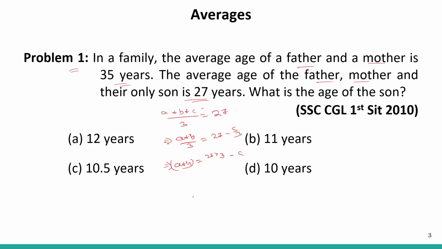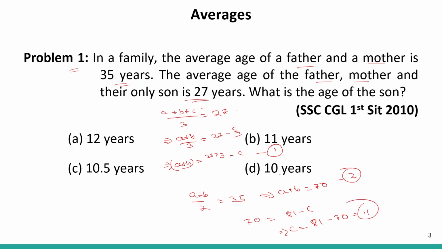And we are given that A plus B by 2 is equal to 35. So this implies that A plus B is equal to 70. So we can equate equation 1 and 2. Comparing these two, 70 is equal to 81 minus C. So C is equal to 81 minus 70, that will be equal to 11. So 11 will be the correct answer. These are all wrong answers: 10.5, 12 and 10. So the only correct answer is this.